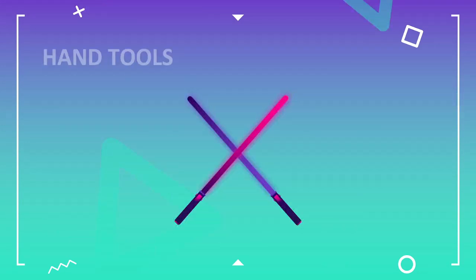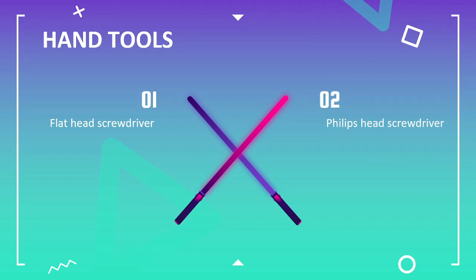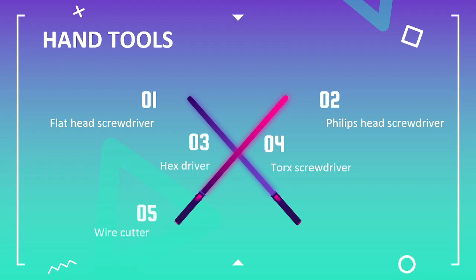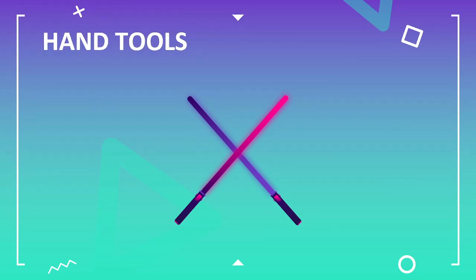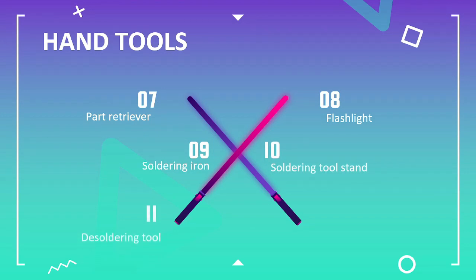Second category is the hand tools. Examples of hand tools include flathead screwdriver, Phillips head screwdriver, hex driver, TORX screwdriver, needle nose plier, wire cutter, tweezers, part retriever, flashlight, soldering iron, soldering tool stand, and the soldering tool.